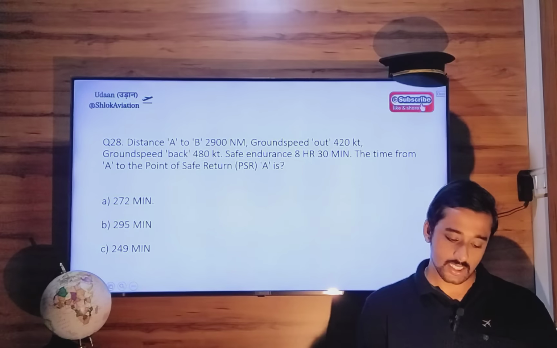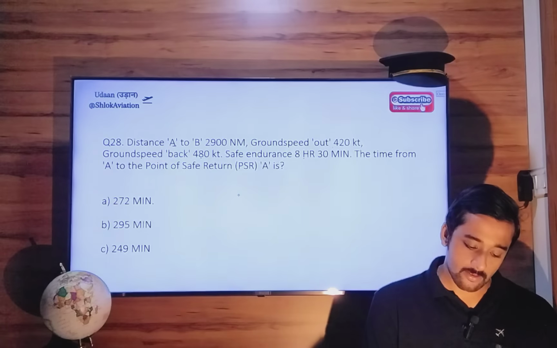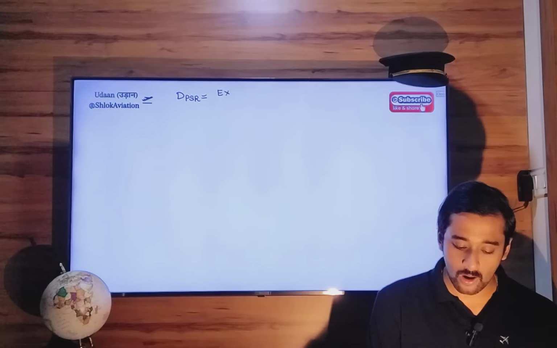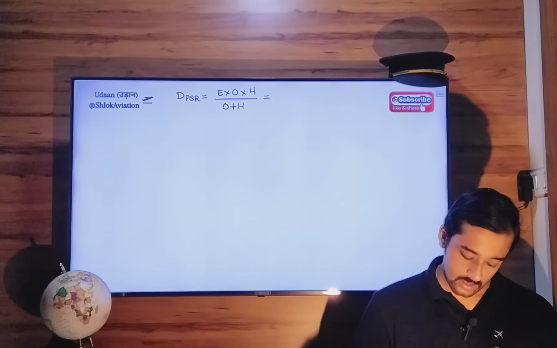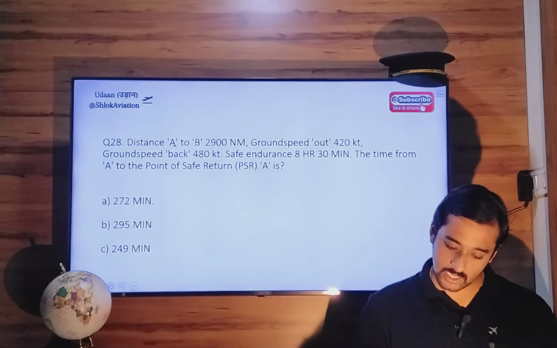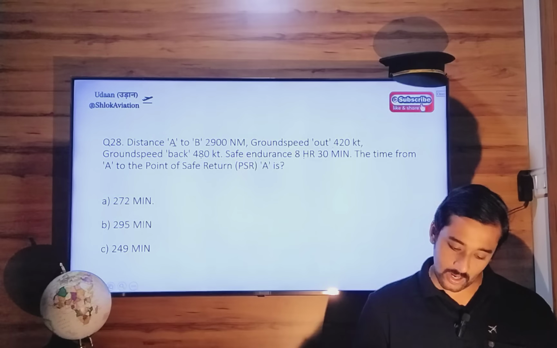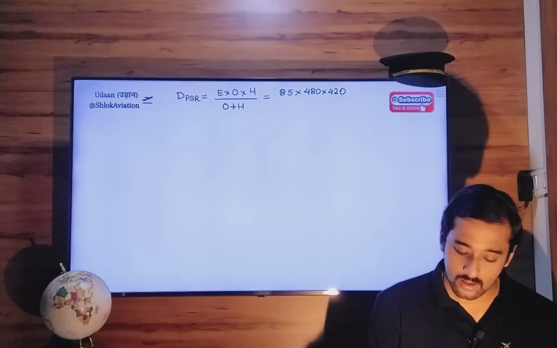Question 28. Distance A to B is given to you. Outbound speed, homebound speed, endurance is given. What is the time to the point of safe return? So we will first find the distance to the point of safe return. Distance to the point of safe return is endurance into outbound speed into homebound speed divided by outbound plus homebound. So endurance is 8 hours 30 minutes. Outbound speed 480, 420.